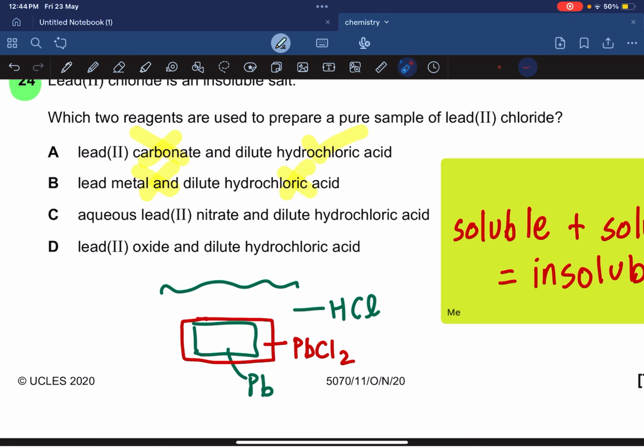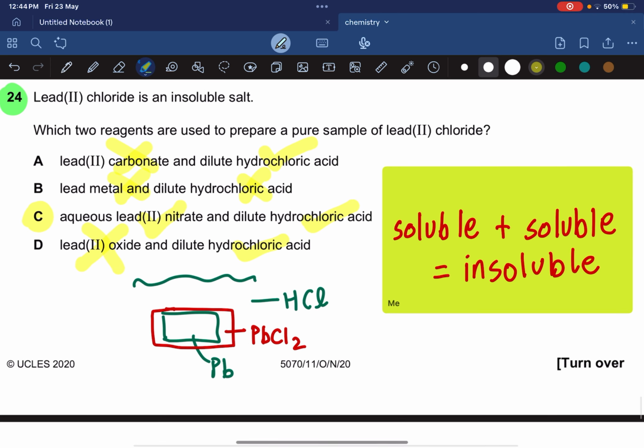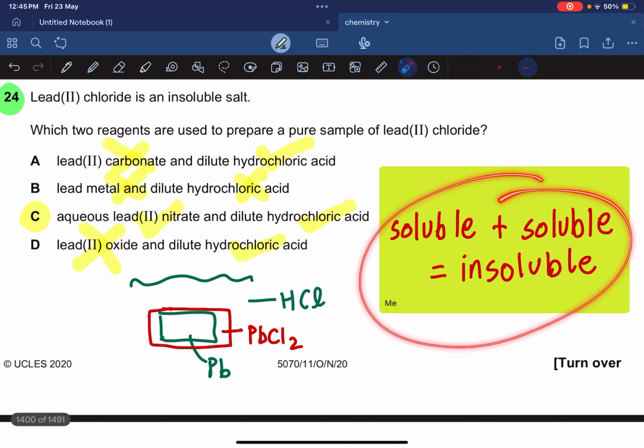Okay, moving on. Aqueous lead(II) nitrate: all nitrates are soluble according to the solubility rules, and hydrochloric acid, acids are already soluble, so it's definitely option C. And lead(II) oxide: oxides are insoluble except for group 1. Group 1 oxides are soluble. The majority of the rest are insoluble except a few exceptions, and hydrochloric acid is soluble. So what you had to do was use 2 soluble salts to make an insoluble one. This was the key concept in this question.